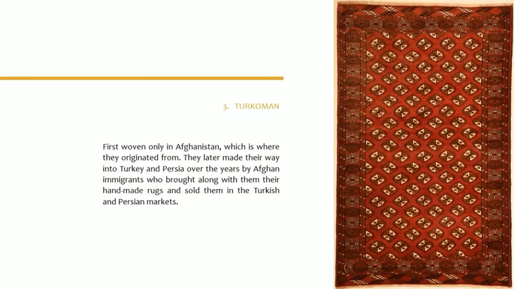Turkoman. Turkoman rugs were first woven only in Afghanistan, which is where they originated. They later made their way into Turkey and Persia over the years through Afghan immigrants who brought along their handmade rugs and sold them in Turkish and Persian markets.